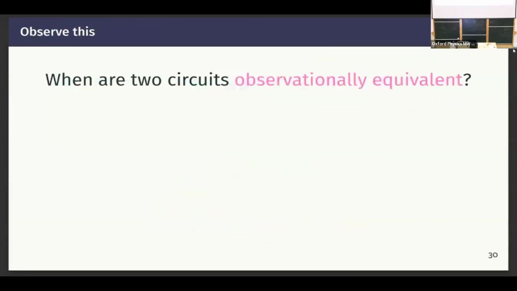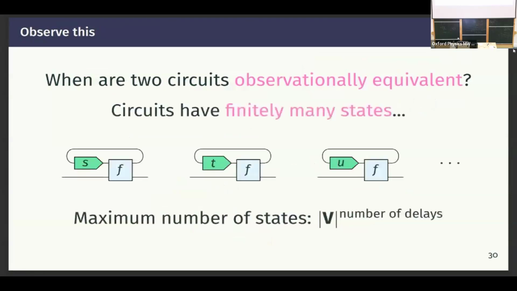Then obviously when you're talking about operational semantics, you're always thinking about when these things are observationally equivalent. This is our notion of equivalence of operational semantics. And so we're dealing with circuits which have a finite number of states, which means there's only a finite number of words they can fit in these states, right? Because again, we're working in this finite lattice. So there's a maximum number of internal states these circuits can assume.